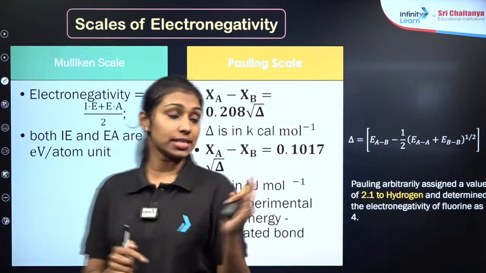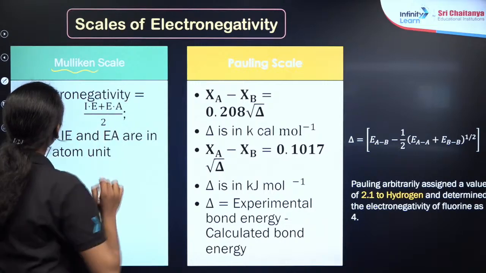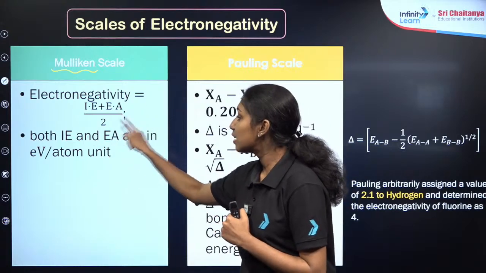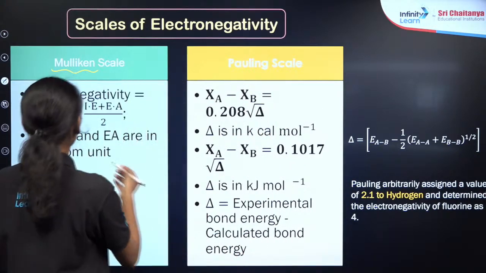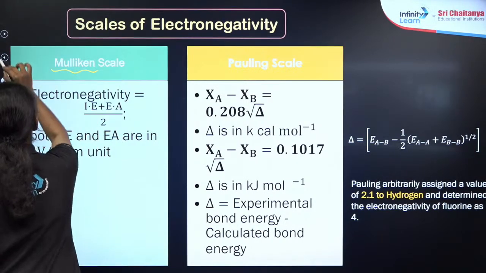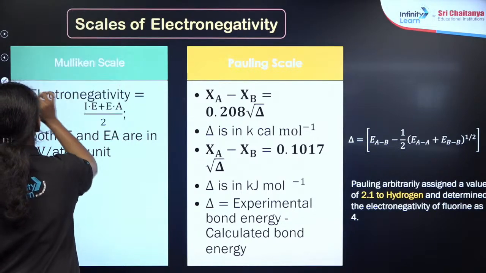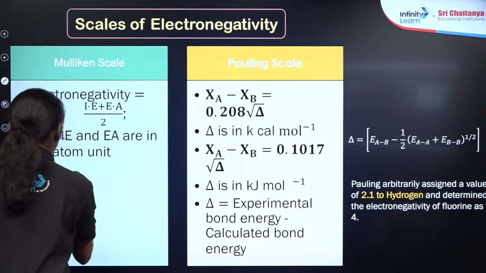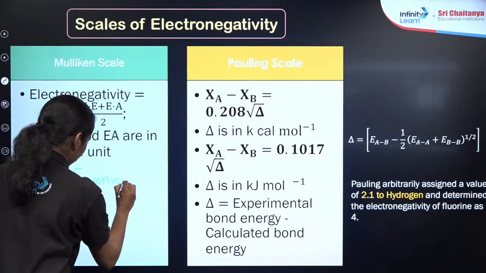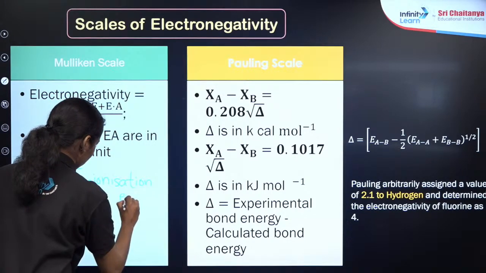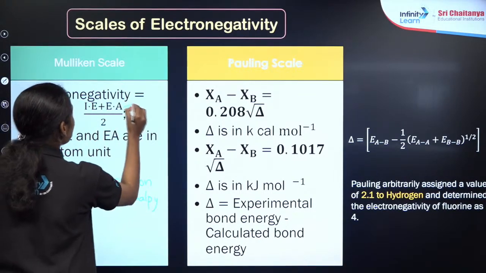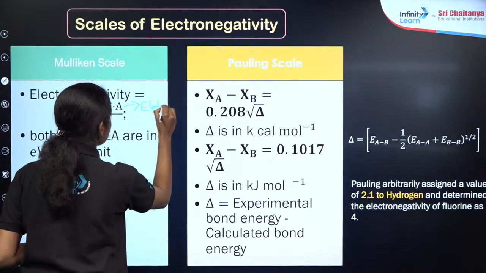The first one is the Mulliken scale, which means that the scientist Mulliken introduced the scale. According to his concept, electronegativity can be calculated using IE plus EA divided by 2. What do you mean by IE? IE is the ionization enthalpy and EA is the electron affinity, right? We have already discussed this.